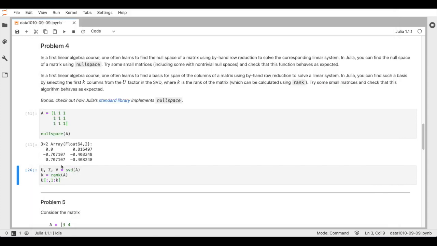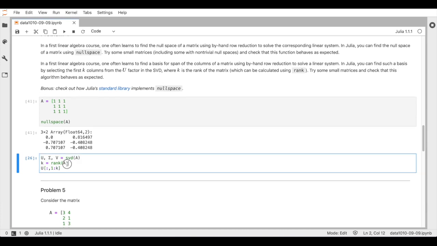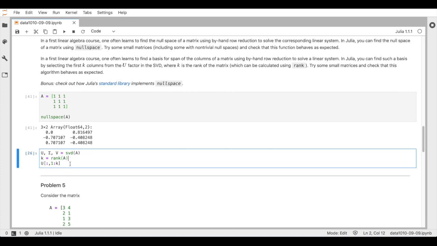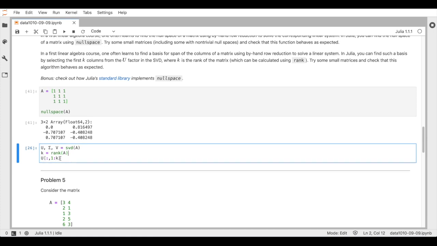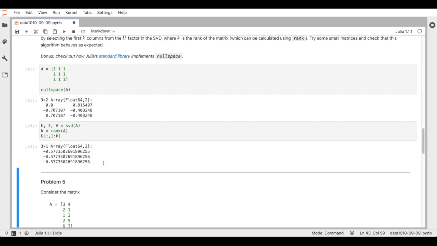So we just detect how many non-zero singular values there are. So the rank function does that for us. And then we look at the first that many columns of U. So for example, with this matrix of all ones, we get a rank of 1, and the first column of U has a vector in it that has all of its entries the same. So that's parallel to the 1, 1, 1 vector that spans the column space of A here.